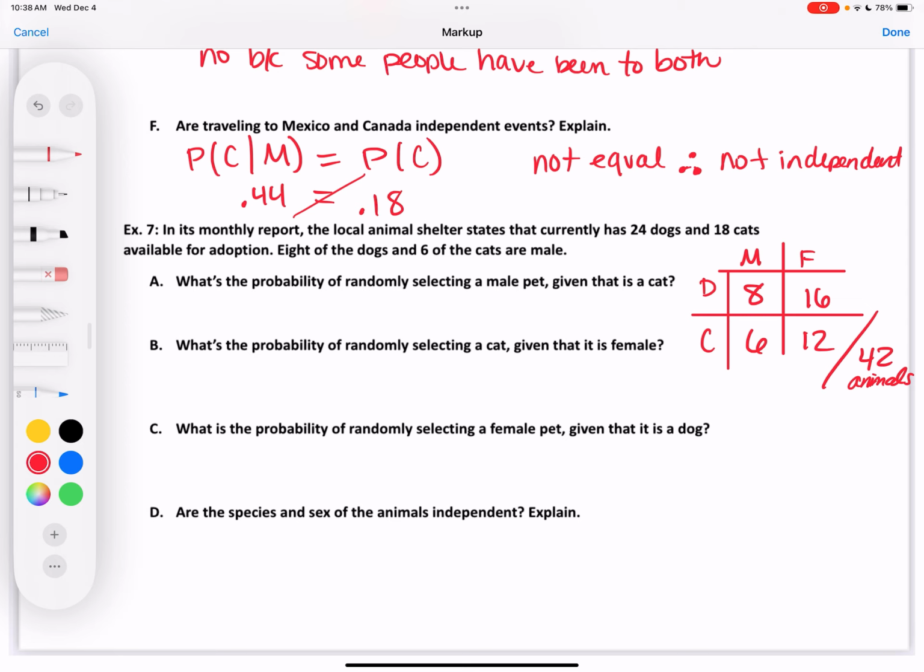Alright, so we don't have probabilities. All we have are numbers right now, so we have to be mindful of that. What is the probability of randomly selecting a male pet given that it is a cat? So, what kind of probability is this one?